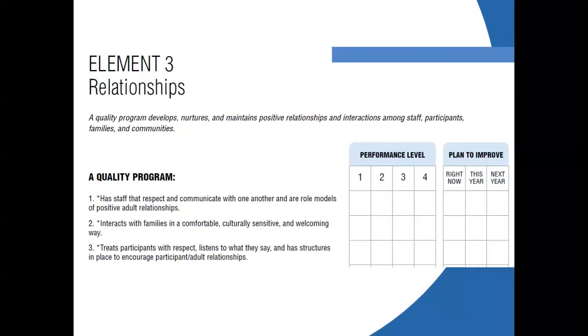So you see here in this screenshot that quality program number 1 has staff that respect and communicate with one another and are role models of positive adult relationships. That's the indicator. So this is where we're asking people to really think about what's going on in their program under that specific heading. If you look at number 2, a quality program interacts with families in a comfortable, culturally sensitive, and welcoming way, you can start to see how each indicator approaches relationships in a slightly different way. So the first is talking about staff behaviors in terms of how they model positive adult relationships with young people through their interactions with others.